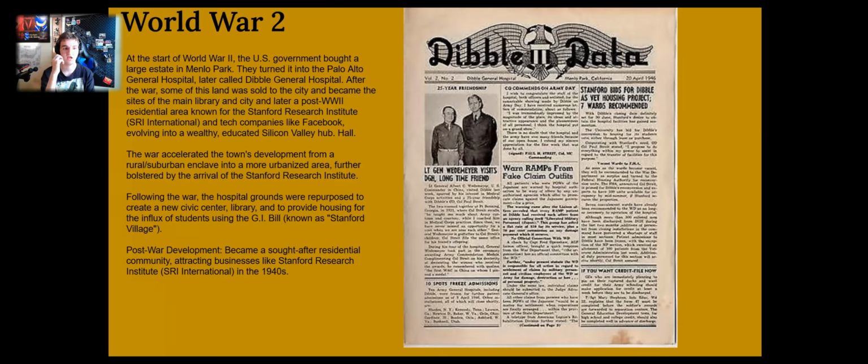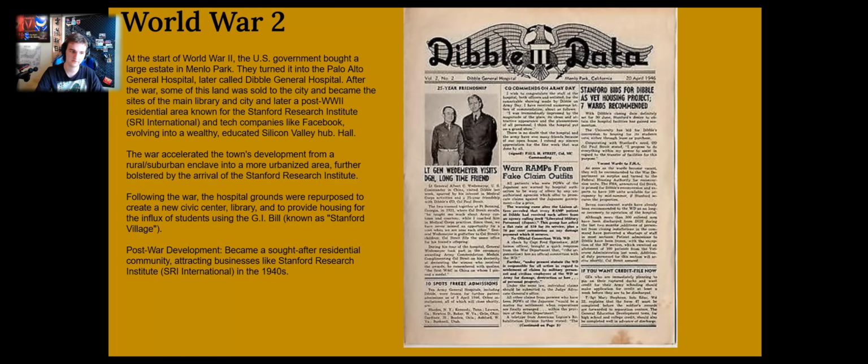And later, a post-World War II residential area became known for the Stanford Research Institute, SRI International, and tech companies like Facebook, evolving into a wealthy, educated Silicon Valley hub. The war also accelerated the town's development from a rural area to a more suburban and urbanized one, further bolstered by the arrival of the Stanford Research Institute.